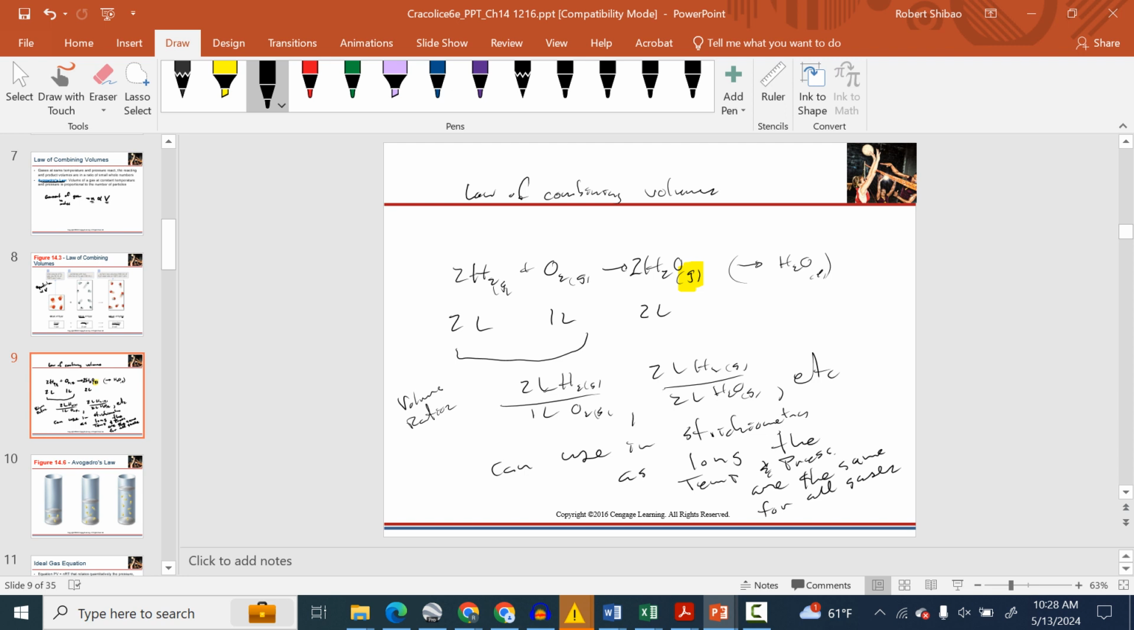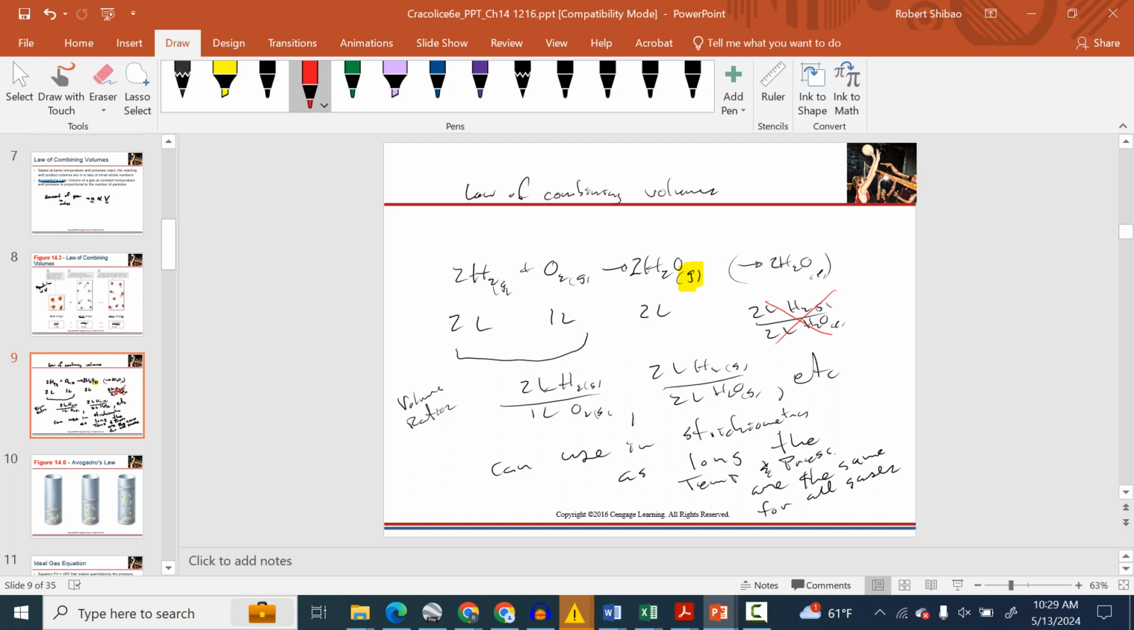It doesn't work for liquid water. So for example, I can't say 2 liters of hydrogen gas for every 2 liters of H2O liquid, because liquids take up a lot less volume. And so the actual volume of the liquid is going to be a lot smaller. We could figure it out, but I'm not right now. And so the law of combining volumes is like this for reactions.